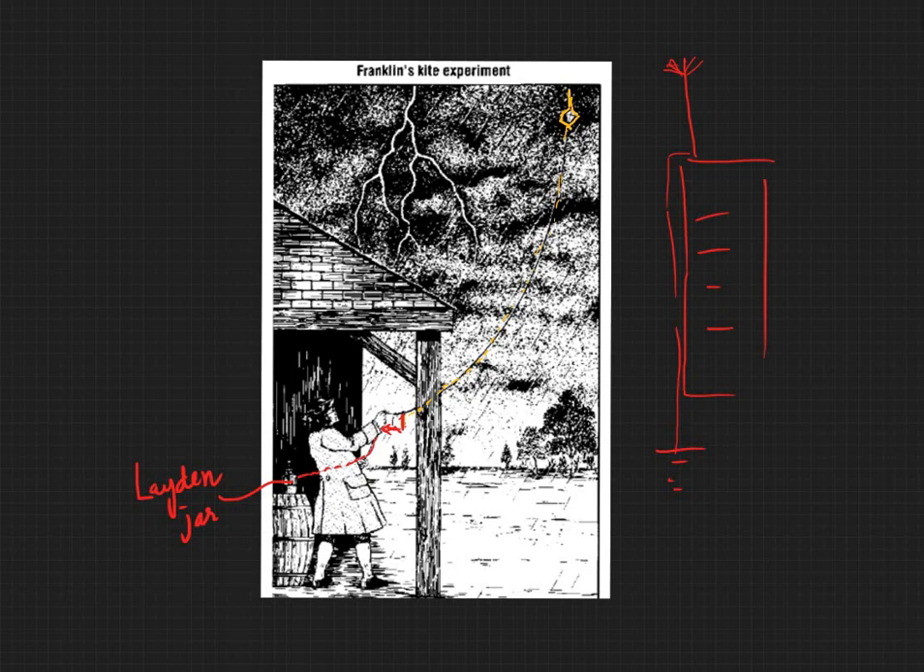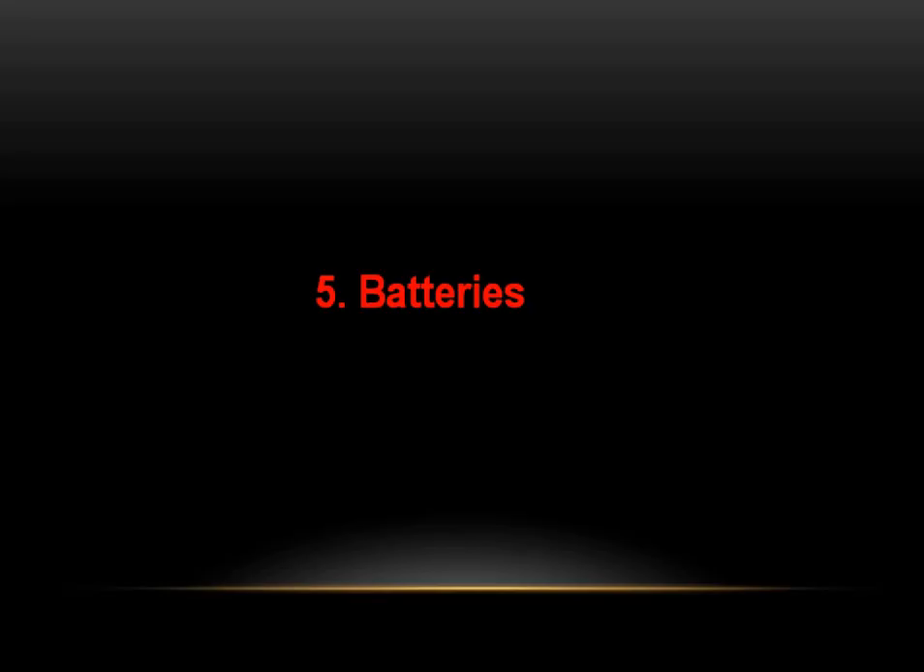So thus ends this section of the history of current electricity. In the next section, we will talk about batteries and the flood of inventions that happened from around 1700, 1750 onwards due to the invention of batteries.